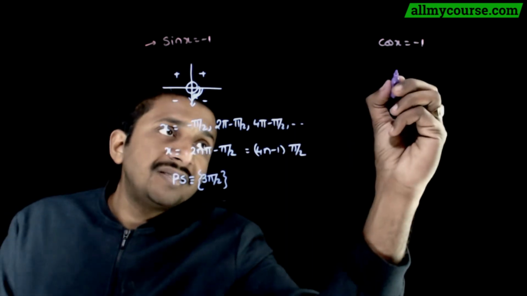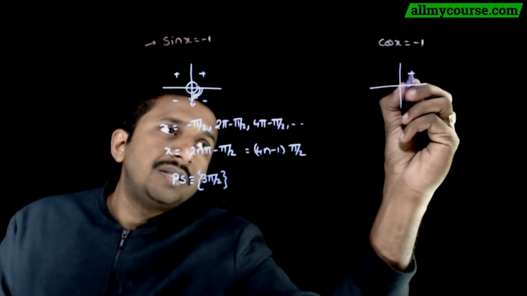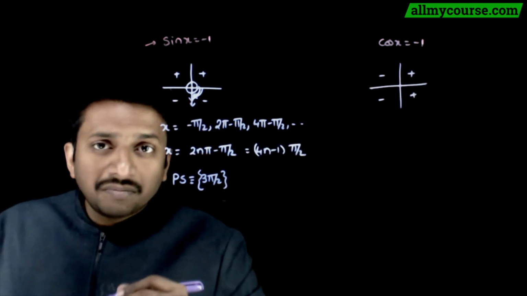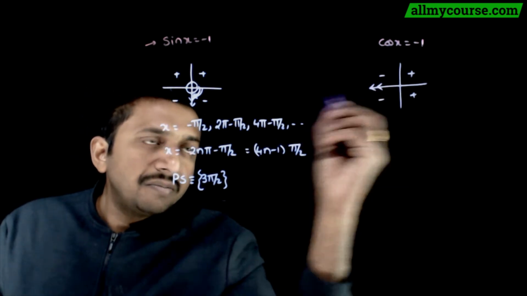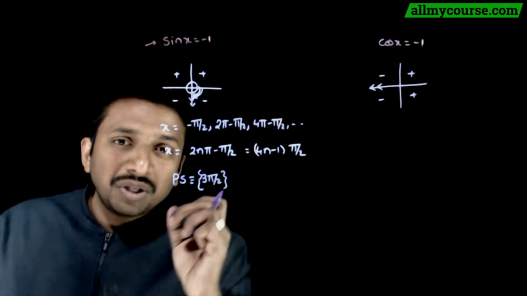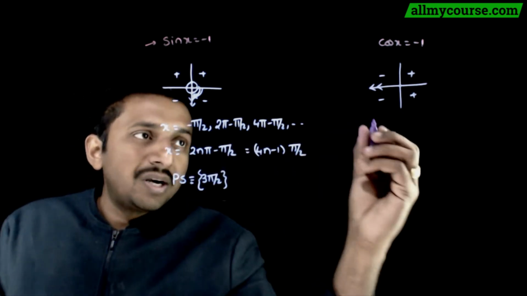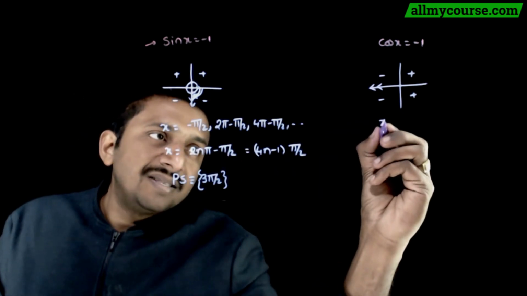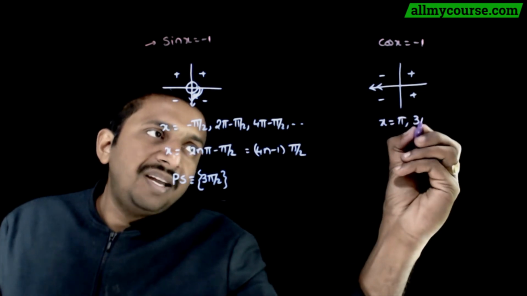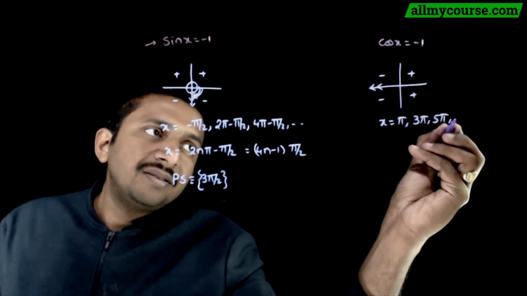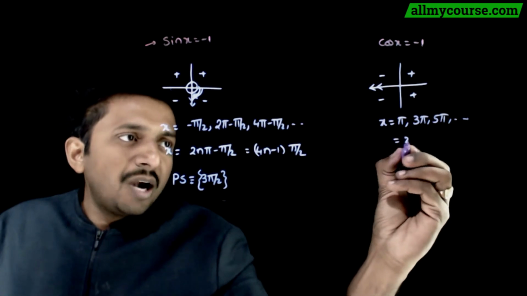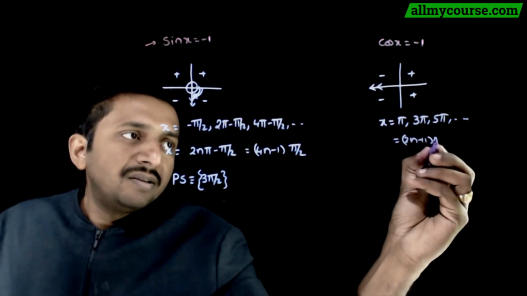Next, if you go for cos x is equal to minus 1, the general solution comes from this position. So 180 degrees is the position where cos x will be equal to minus 1. You have only one position. So what are the answers for this? x is equal to pi or 3 pi or 5 pi, and so on. That's nothing but odd multiples of pi.